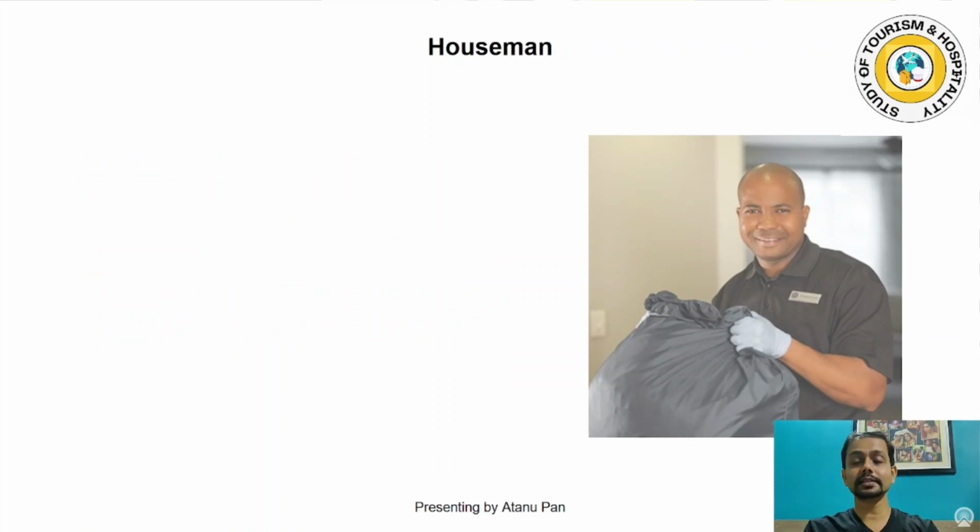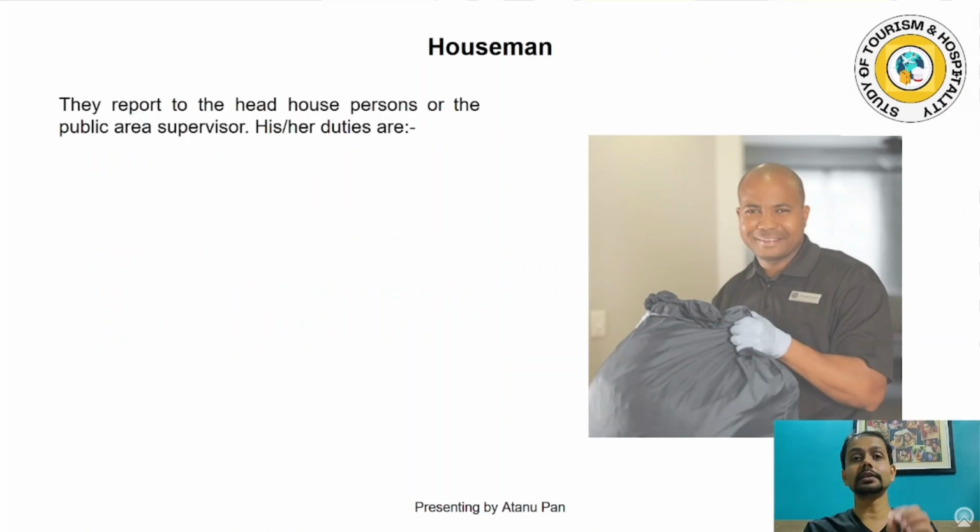And the last designation is houseman. Okay, we are very thankful to these housemen, because if the houseman is not there, then it is next to impossible to maintain the entire premises. All right, so basically they report to the head house persons. Shift furniture in public areas: if there is any requirement of shifting furniture, these are heavy works. This is done by the housemen.